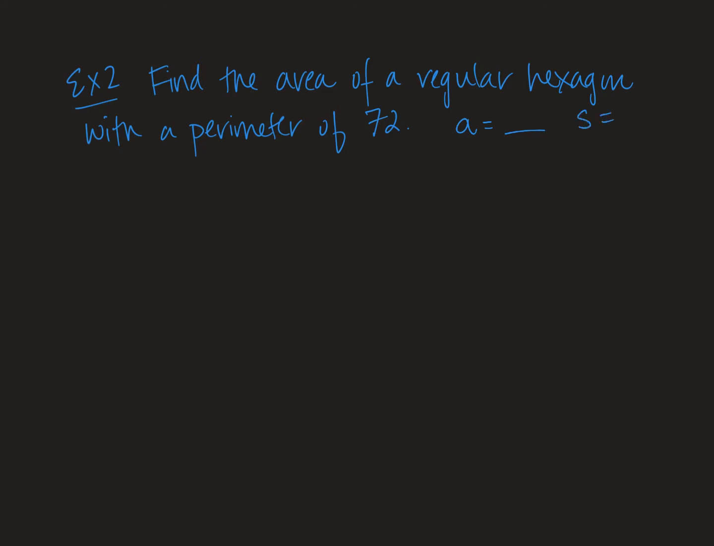So we can start by filling that piece in, and the side length would be 72 divided by 6, which is going to give me 12. So now I'm going to draw a picture to help me really understand the regular hexagon and where the 30, 60, 90 triangle occurs. So here's my regular hexagon with a side length of 12. Here's the center of my hexagon. I need to find the apothem.